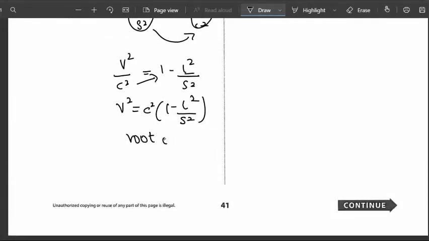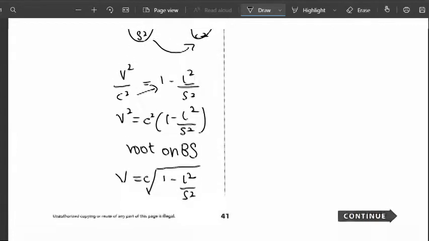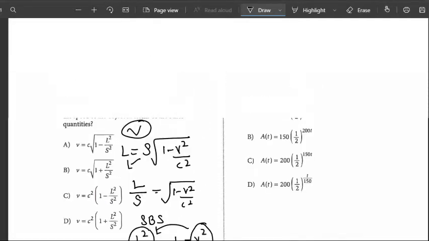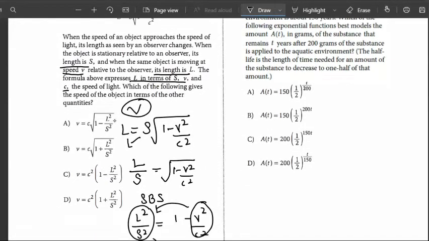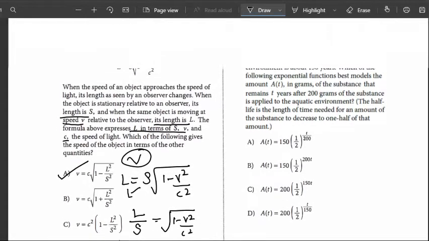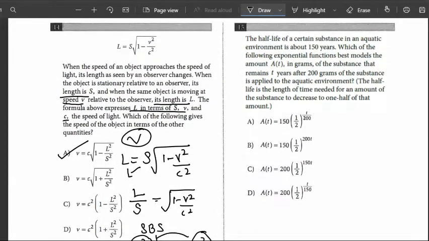Take root on both sides. So v is equal to c into root of (1 minus l square by s square). Now let's see which choice matches this. C into root of (1 minus l square by s square). So 14 is A. Now let's look at the 15th question.